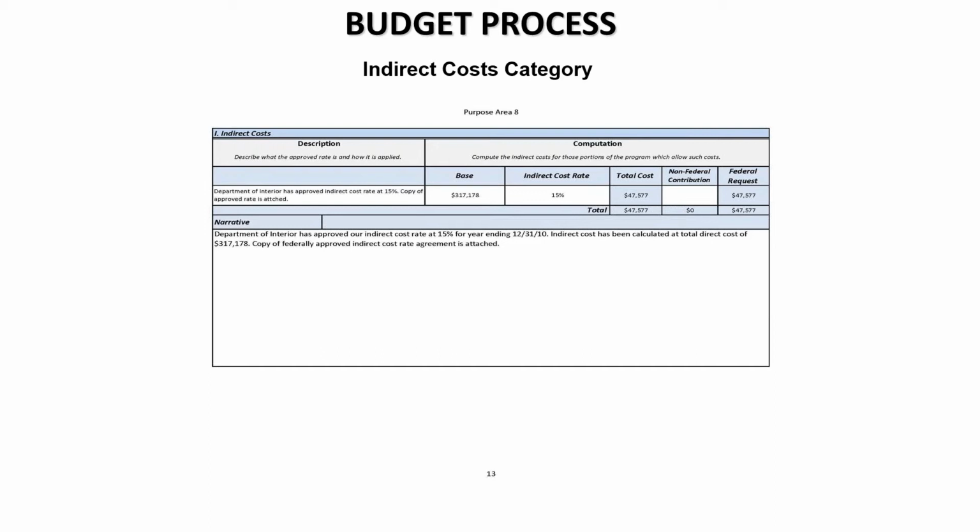Suhaila? Thank you, Michael. I think you covered everything for this category. Just another reminder, please make sure that you include the agreement with the application package and that it is current, the current rates. Thank you.